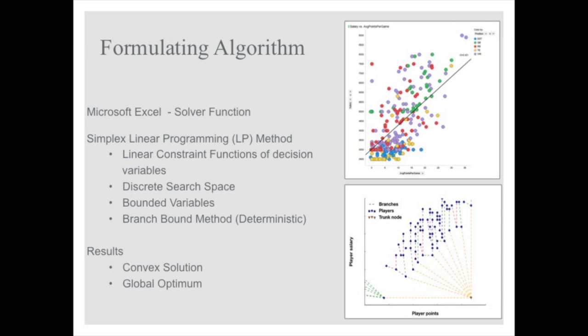So formulating our algorithm, we're using Microsoft Excel solver function using the simplex LP linear programming method, which uses linear constraints of decision variables, searching a discrete search space, bounded variables for positions, and then a branch and bound method. The results give us a convex solution with a global optimum.